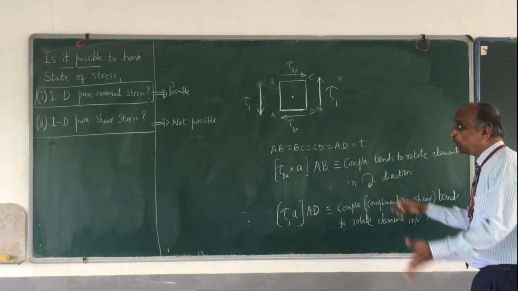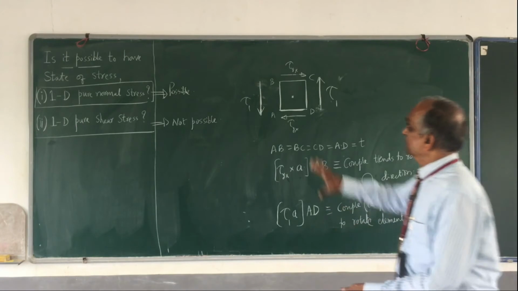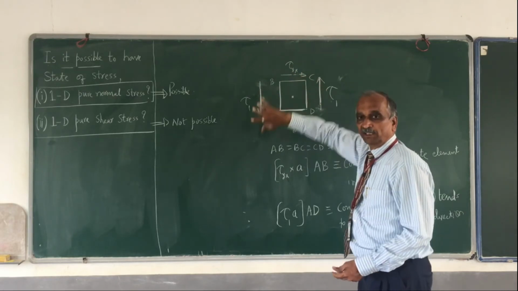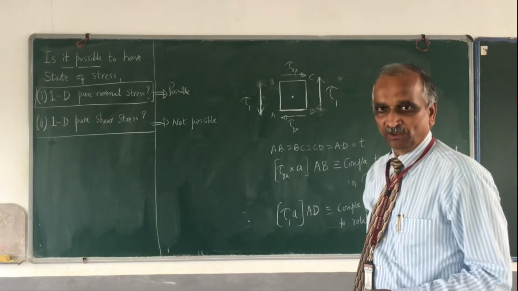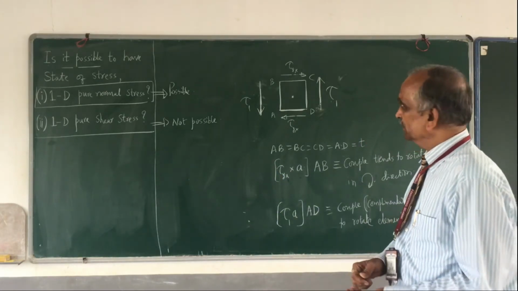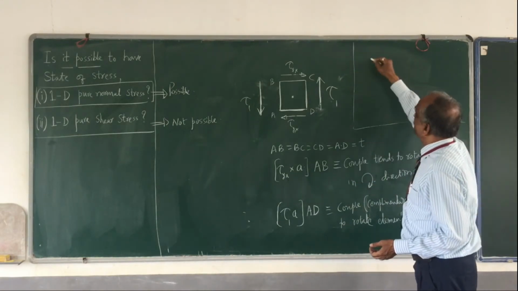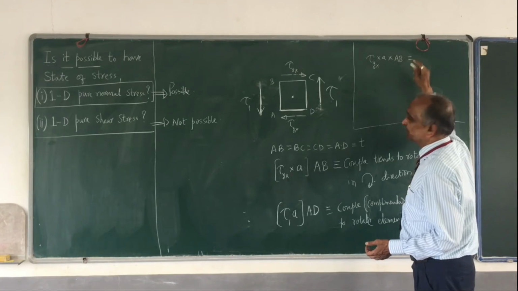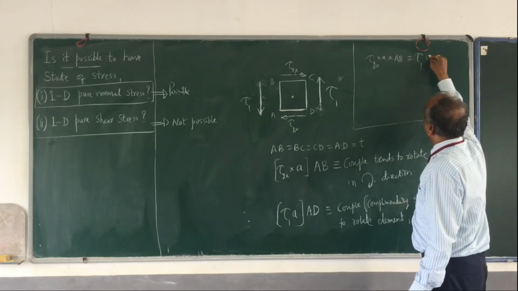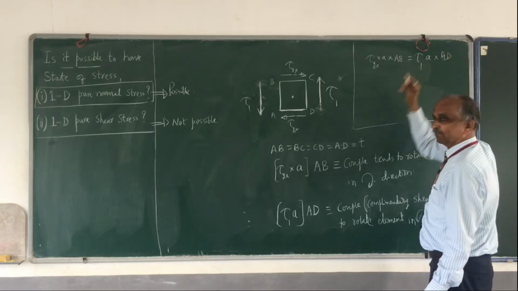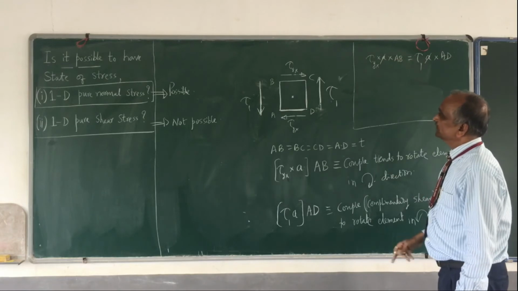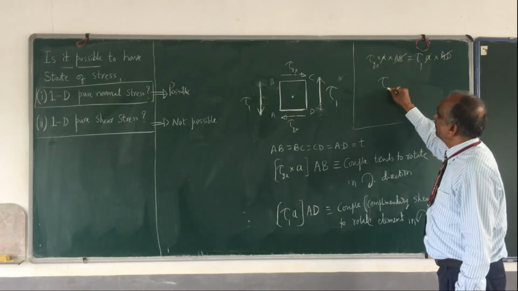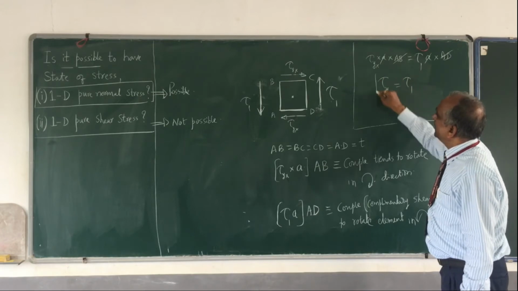So now there is hope that this can become an equilibrium state. These two are trying to rotate clockwise. These two are trying to rotate anti-clockwise. Now I have to see what is the fight between the two. If they are equal, then it doesn't rotate. Therefore, tau yx multiplied by A multiplied by AB must be equal to tau 1 multiplied by A multiplied by AD. So A and A cancel. You know that AB is the same as AD. Therefore, this also cancels. Therefore, tau yx and tau 1 are equal in magnitude.